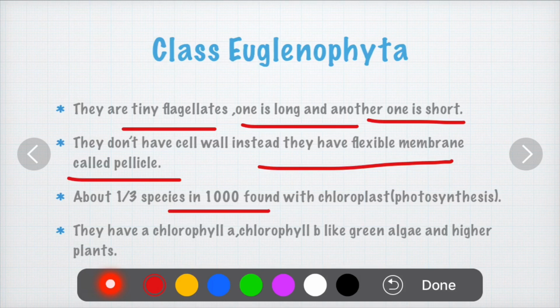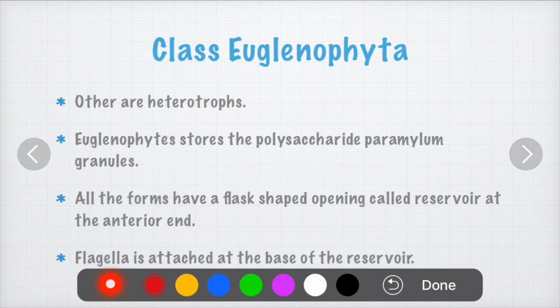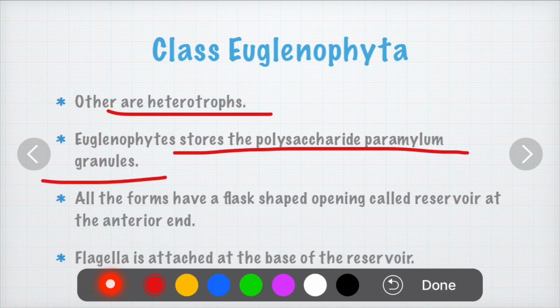Out of 1,000, one third of the species have been identified with the chloroplast, which is the organelle responsible for the process of photosynthesis. So most of the Euglenophytes are autotrophs. They have pigments such as chlorophyll a and chlorophyll b, as in the case of green algae and higher plants. Not all the Euglenophytes are photosynthetic or autotrophs, but some are heterotrophs. They depend on other organisms for food and development. All the Euglenophytes are able to store polysaccharide in paramylum granules.